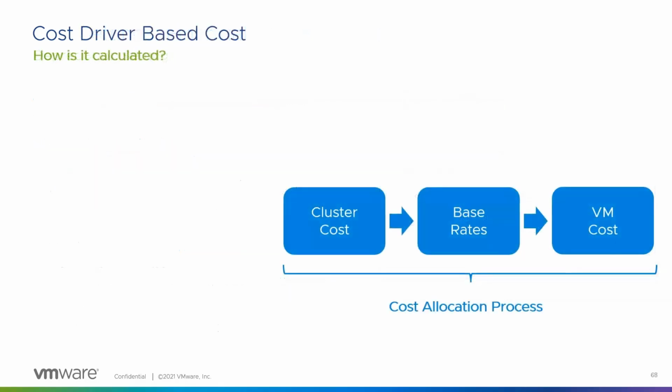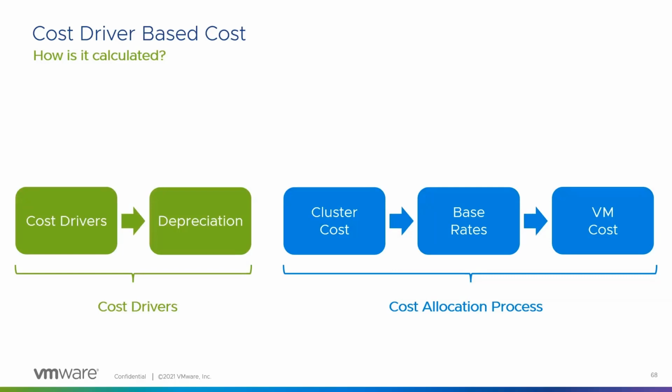So now, how does this look when we add in the cost driver based costs? I already talked about the cost allocation process earlier. Now we bring in our cost drivers, we factor in our depreciation if necessary, and that then feeds into our cluster cost. So this is the way it works now. We go from the cost drivers all the way down, filling in that gap, so we can now feed it all the way down to the cost of the virtual machines.